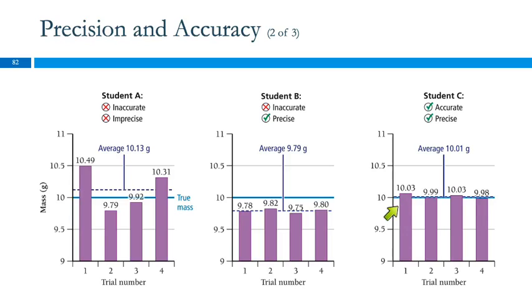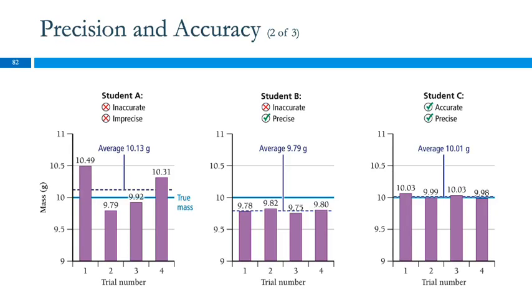And then we have student C who nailed it, good precision and good accuracy. So here the average is 10.01. The uncertainty is in the last recorded digit. So 10.01, uncertainty in that place, agrees with 10.00, right? Because the uncertainty is in the last digit. The difference is in the last digit, so those are considered to be the same. So student C is good.